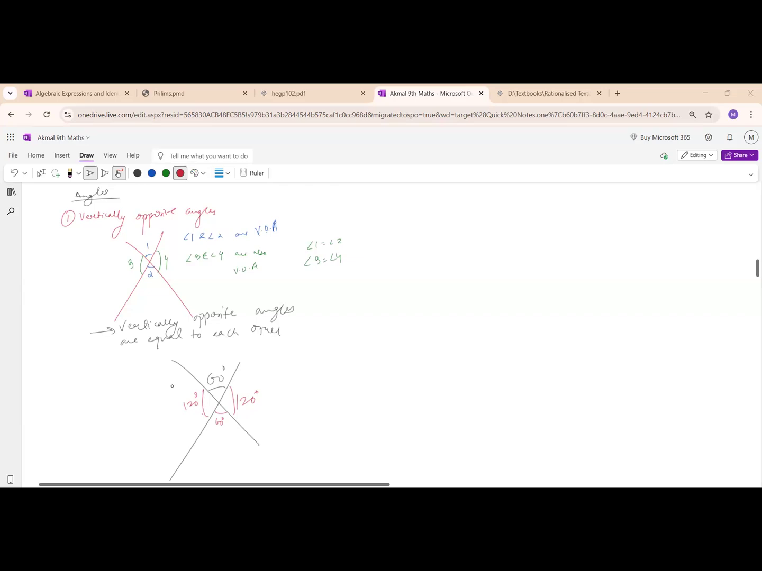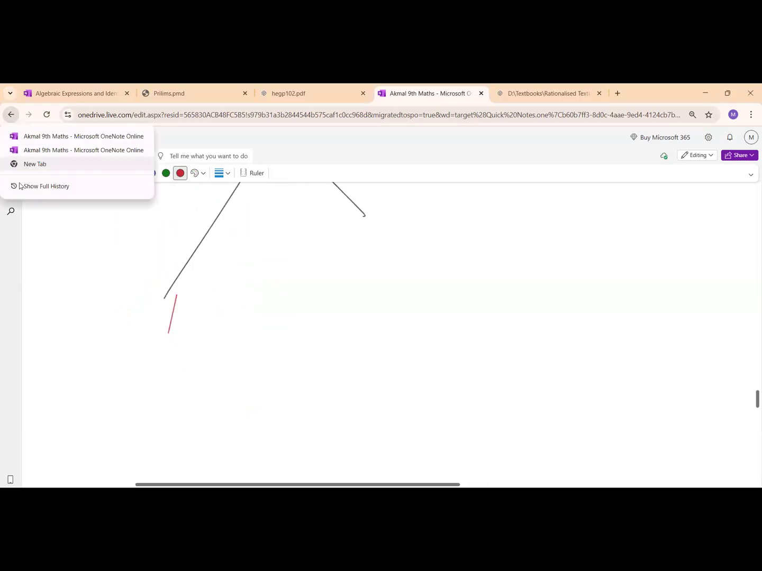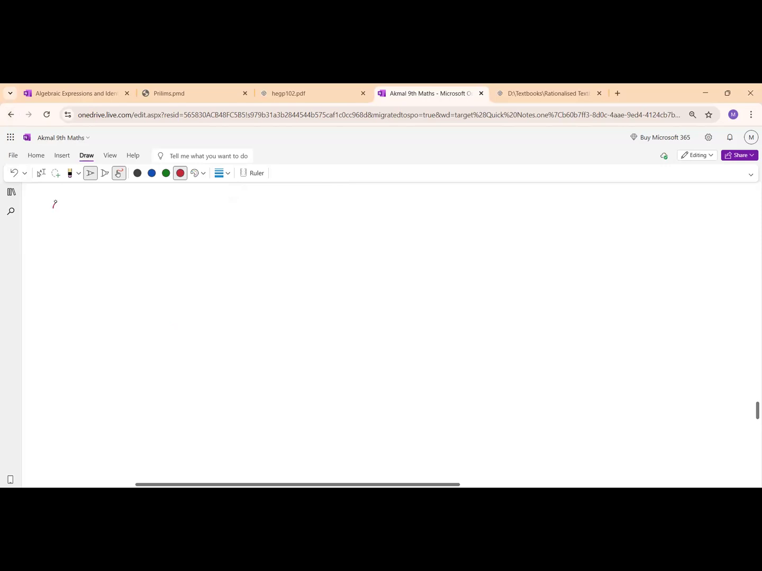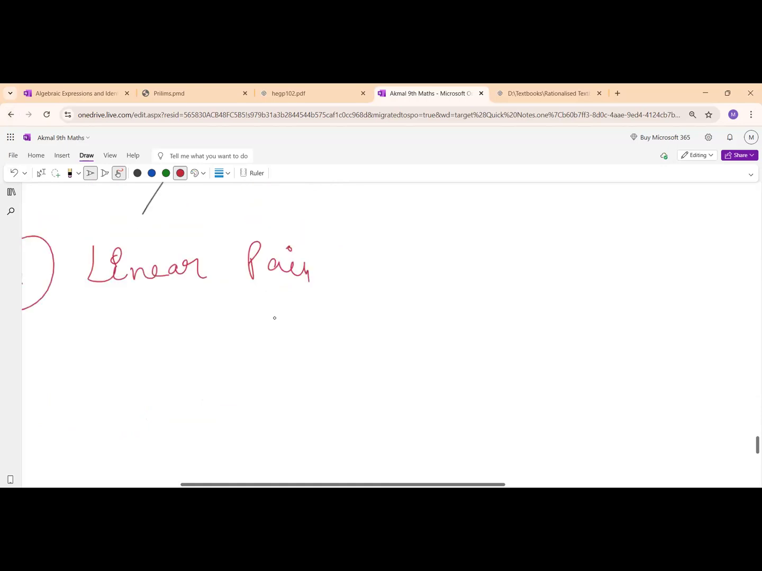Okay, Akmal. The second type of angles which we are going to discuss is a linear pair. Everything is in the word only. The previous angles were vertically opposite angles. If you can see, they are opposite to each other and vertical. Now the second is linear pair. It is also hidden in the word.